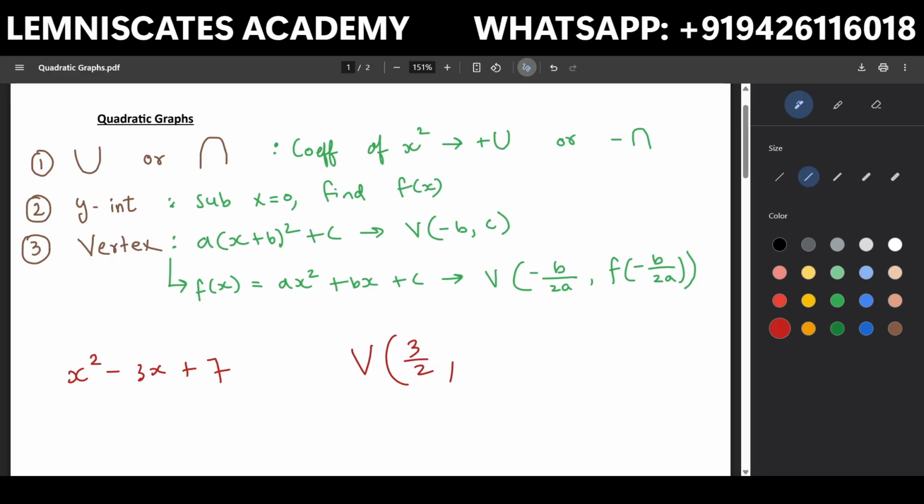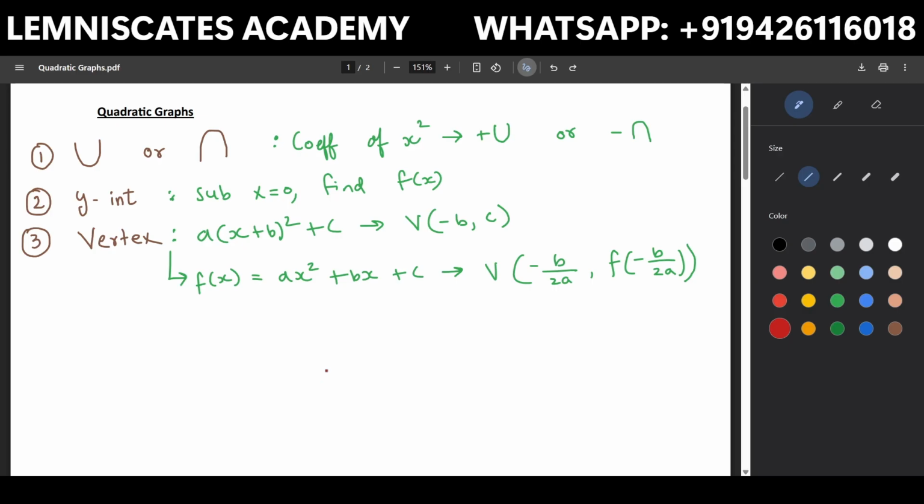It is going to give me the output of 19 by 4. So yes, that is how you can quickly find the vertex. So if you have these three things, you are going to draw your graph within 10 seconds. And after that, based upon the domain, you can highlight the region of interest and then finally find your range. I hope the idea on how to quickly draw the quadratic graph is clear. And of course, once I show the examples, it will become even clearer to you.